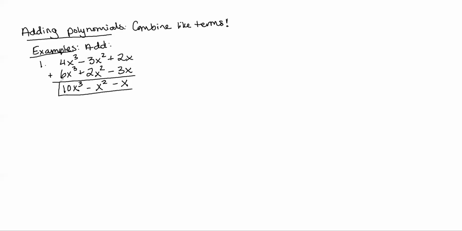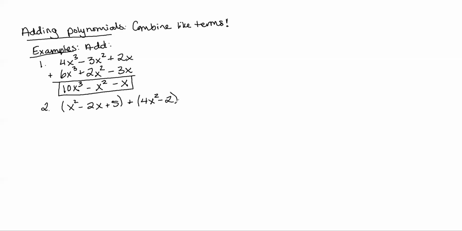But that's it. That's all we have to do for these. Let's try a few more. So this next one's written differently. This one's written as x squared minus 2x plus 5 plus, and then in parentheses, 4x squared minus 2.